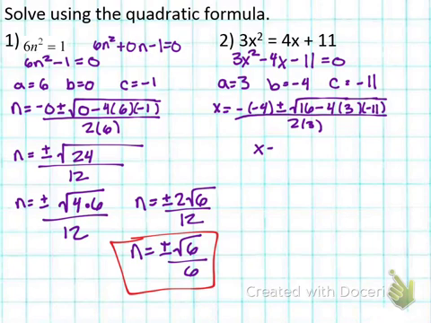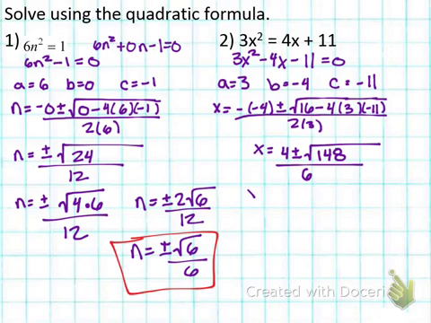Okay, simplifying this, negative 4 here, that's just a positive 4. So I have x equals positive 4 plus or minus the square root, I still have a 16. Oh, never mind. Yes, I did this together. Okay, 4 times 3 times 11. So 4 times 3 is 12. 12 times 11 is 132. I have 2 negatives here, so this is going to end up being plus 132. Okay, so I have 16 plus 132. That's 148. Okay, and it's divided by 2 times 3, which is 6.